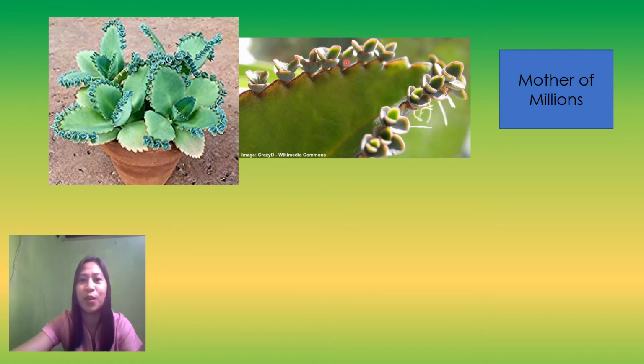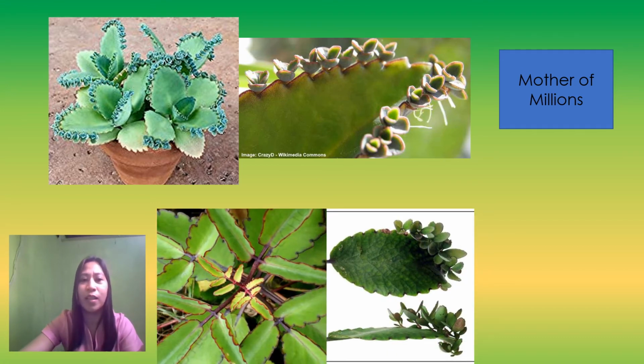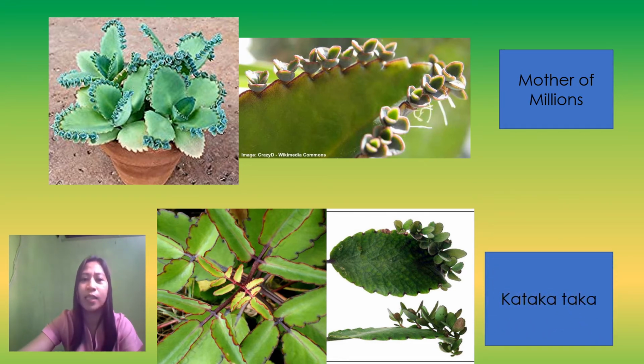Alright. So, very cute. Those who have plants like this, our plantitos and plantitas, it is very easy for this plant to multiply. Okay, next we have another kind that is also familiar to us. We call this the katakataka plant. Alright, so it is a katakataka plant. This plant also grows its babies at the edges of the leaves. It is the same as Mother of Millions.